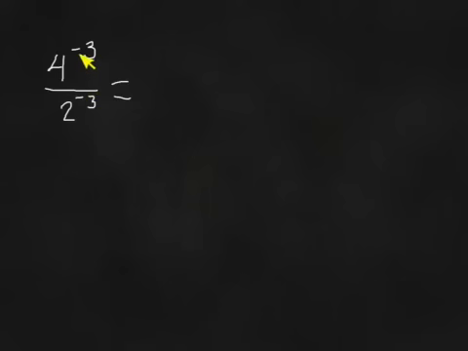Now I have a negative sign to each of my exponent, one in the numerator and one in the denominator. So what's that mean? Well, that means I flip my fraction. I take the inverse of it. This becomes 2 cubed over 4 cubed.